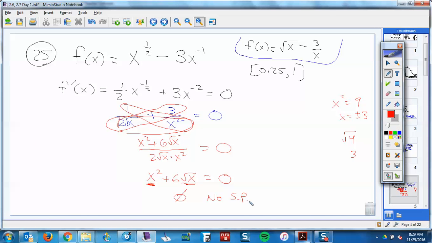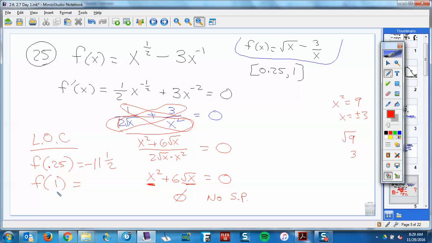So what's our list of candidates look like? 0.25 and 1. That's all we plug in. That's it. Okay, now it's 1/4. That's right. Since this is no calculator, we want to put in 1/4. So 1/4, what's the square root of 1/4? 1/2. Square root of 4 is 2, right? 1/2. And then this would be 3 over 1/4. What's 3 over 1/4? 12. So 1/2 minus 12, that's negative 11.5.